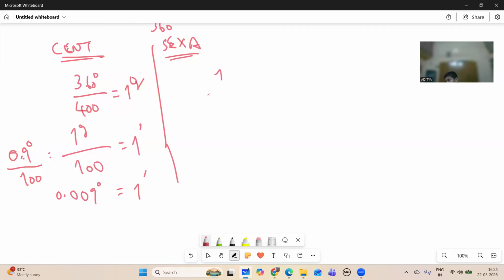1 degree is subdivided into 60 equal parts to get 1 minute. So this is approximately how much? 1 by 60 is how much? 0.1 by 6. 0.1 by 6 is 0.1, and then it keeps going. It is this much. So 0.16 recurring degrees is 1 minute.